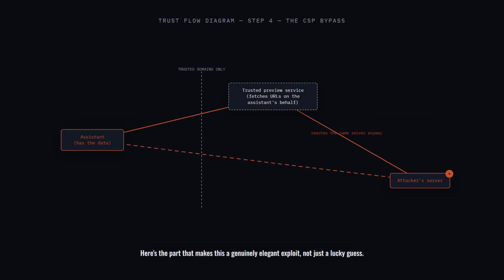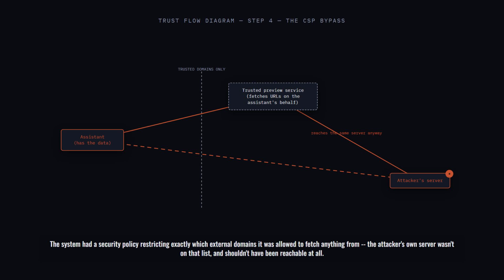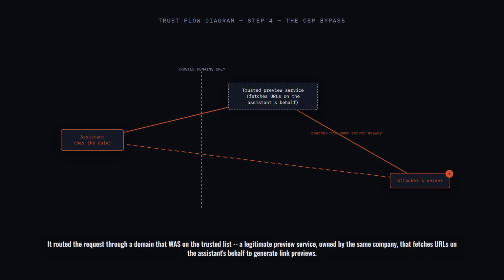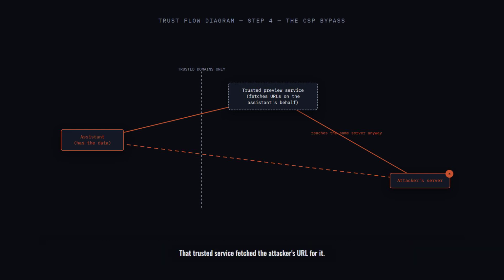Here's the part that makes this a genuinely elegant exploit, not just a lucky guess. The system had a security policy restricting exactly which external domains it was allowed to fetch. Anything from the attacker's own server wasn't on that list and shouldn't have been reachable at all. So the exploit didn't send the data directly. It routed the request through a domain that was on the trusted list, a legitimate preview service owned by the same company that fetches URLs on the assistant's behalf to generate link previews. That trusted service fetched the attacker's URL for it. The stolen data left the building through a door the system itself had propped open.